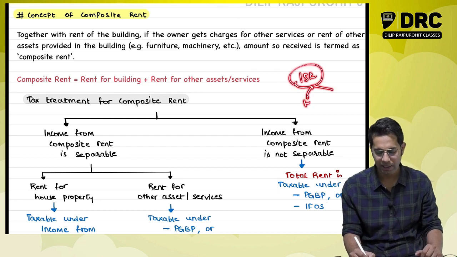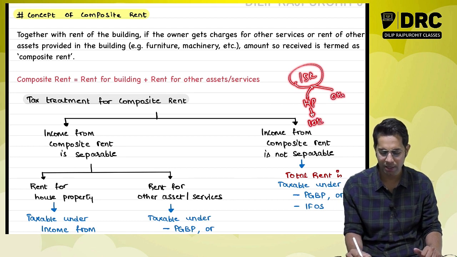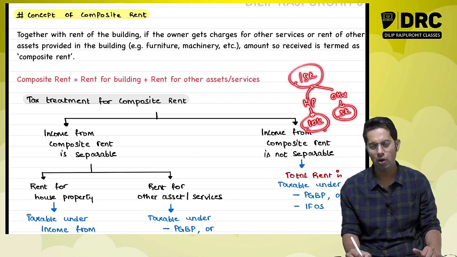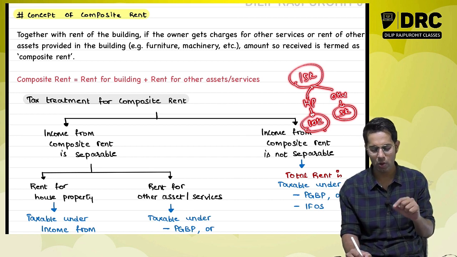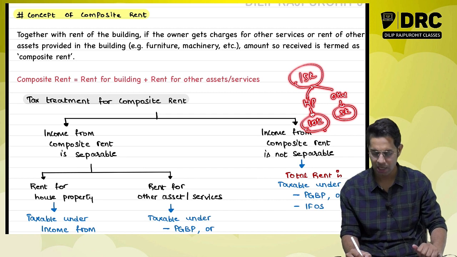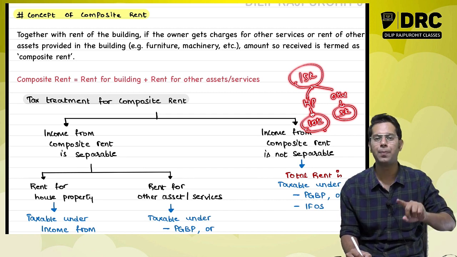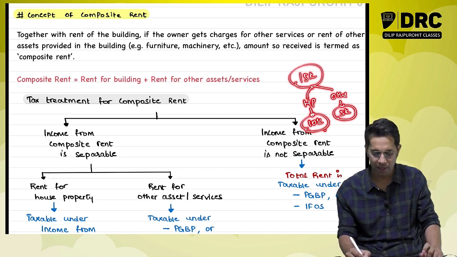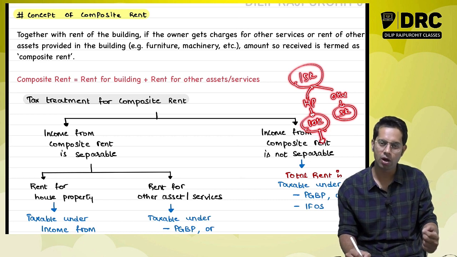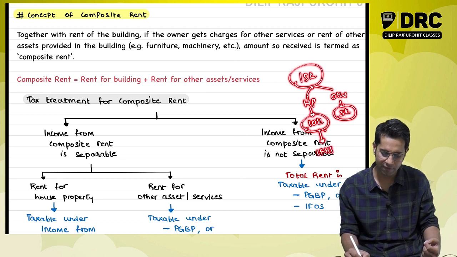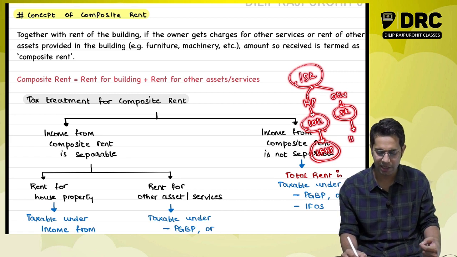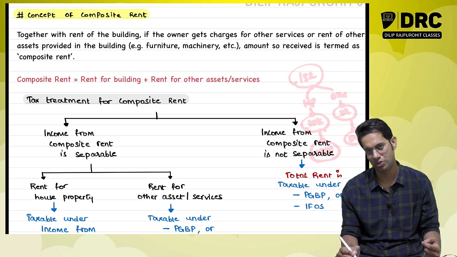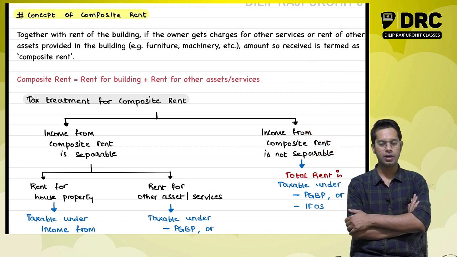Can I separate it? Say for example, for house property it is 10,000 and for other assets it is 5,000, so this 15,000 has come. How did I arrive at this 15,000, sir? For house property it is 10,000, for other assets it is 5,000 rupees. So if the composite rent is separable, then whatever is for house property will be taxable under income from house property. Whatever is for other assets will be taxable under income from other sources.